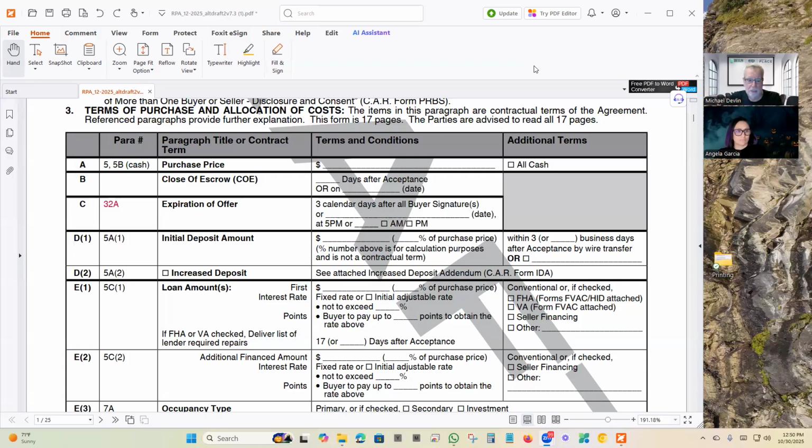I don't know. Initial deposit, within 3. I really hope this would work. Let me try one more time because I'm a glutton. There we go. Cool. Notice the default 3 business days. Expiration of offer is 3 calendar days.